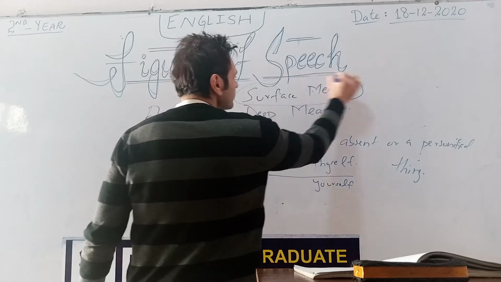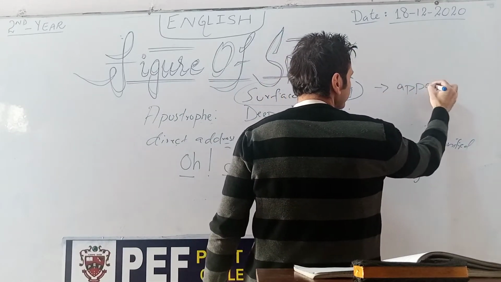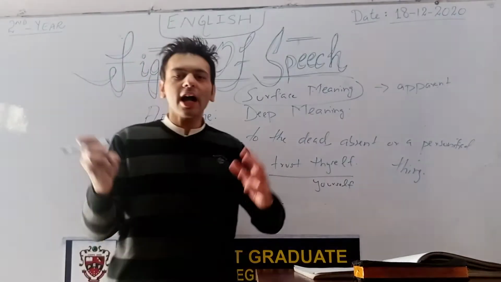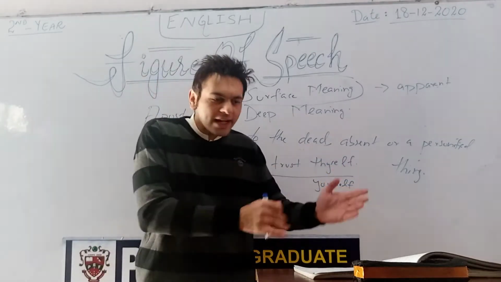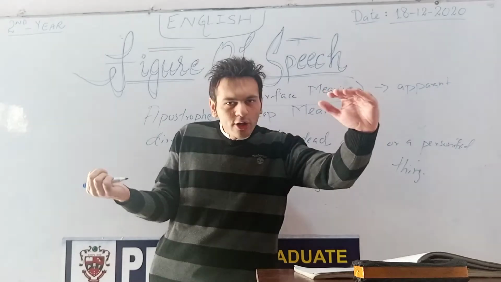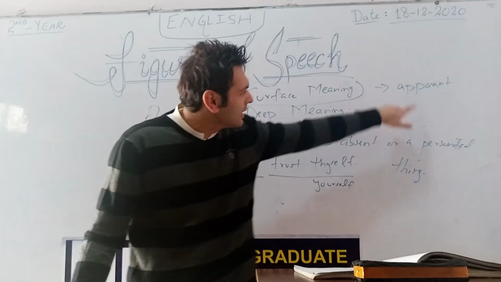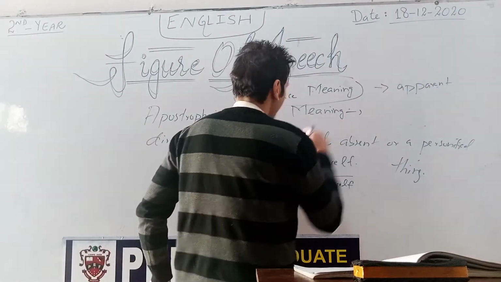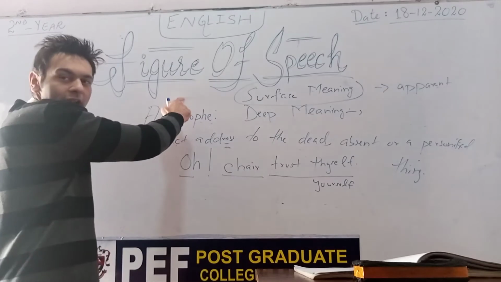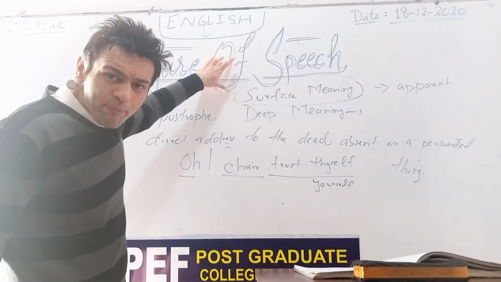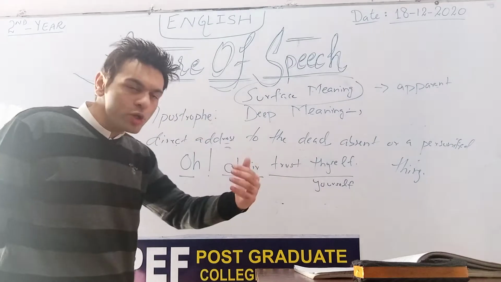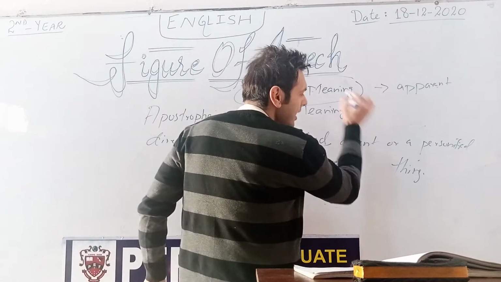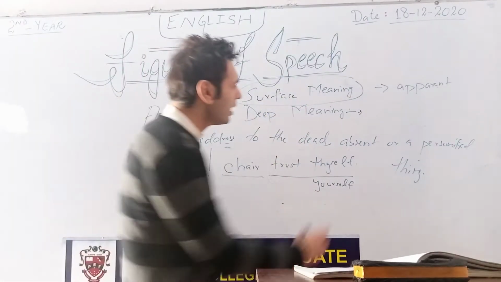Now this is something apparent, which means जाहिर. ये जो surface meaning होता है इसका आपको पता कैसे चलता है? When you read a text, you understand the meaning. Whatever you see apparently on the surface, that is your surface meaning. What is deep meaning now? Deep meaning is achieved with the help of figures of speech. A writer, a poet at his discretion uses figures of speech in order to convey the deep meaning. This deep meaning is something hidden.